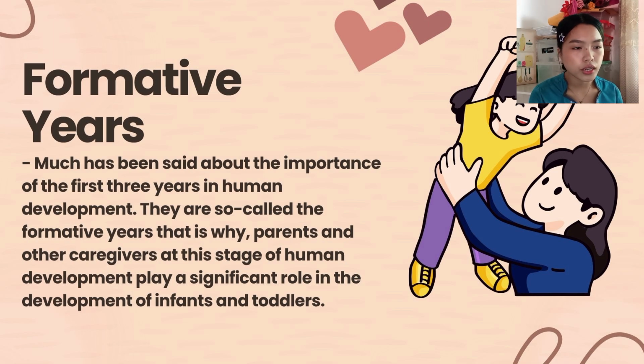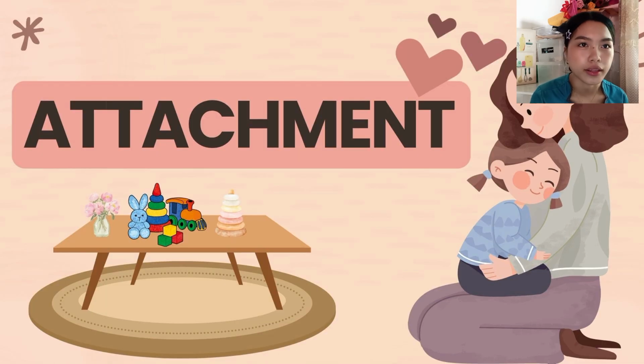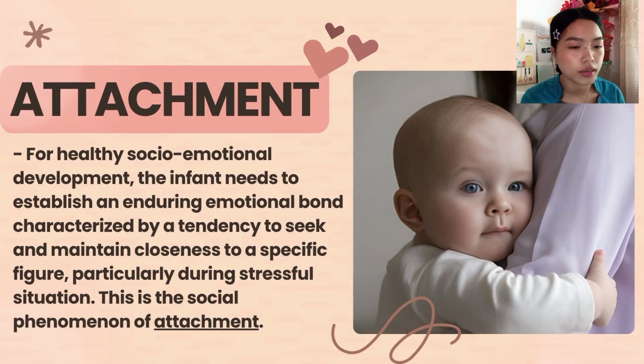Okay, now let's proceed to the next slide. We have here attachment. So what is attachment? For healthy socio-emotional development, the infant needs to establish an enduring emotional bond characterized by a tendency to seek and maintain closeness to a specific figure, particularly during stressful situations. This is the social phenomenon of attachment. So for a baby to grow emotionally healthy class, they need to form a strong and lasting emotional connection with someone.